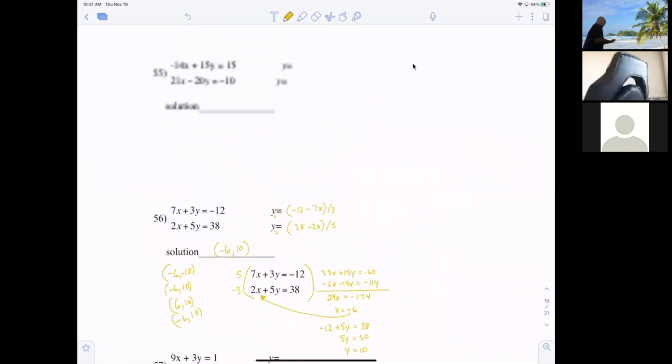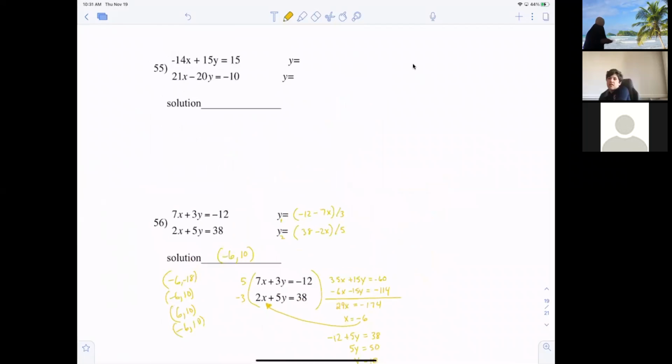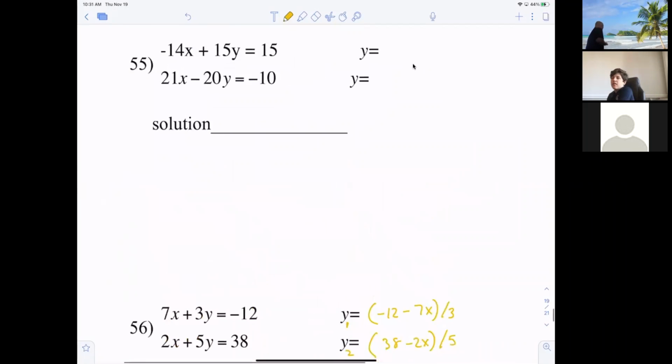Now, everybody, the next one that is annoying is number 55. So take a look at 55. Everybody take a look at 55. Jack, stay with me on 55. Start 55 now. Now this one's tough because of the numbers. So I want you to think about it for a second.